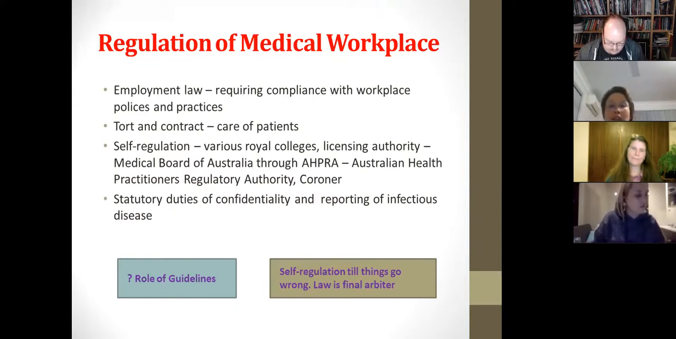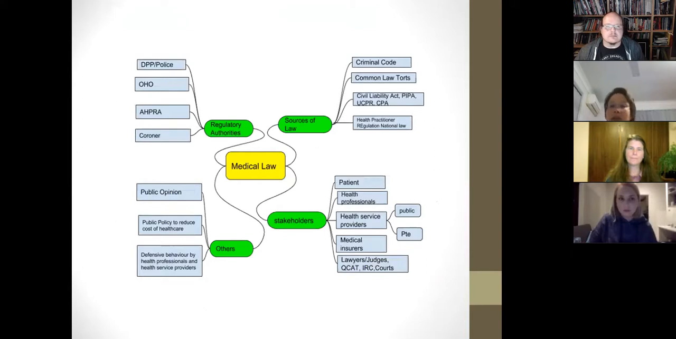As we've gone through, this is the regulation of the medical workplace. Just to note, medicine is one of the professions like law. But when lawyers have a problem with professional misconduct, they're actually judged by their peers, which are other lawyers. But in this case, things are self-regulating, like the Medical Board of Australia regulates the doctors until something goes wrong. And then when something goes wrong, it ends up that the law becomes the final arbiter of what constitutes proper conduct in a doctor. So this is my mind map showing the various components of it.